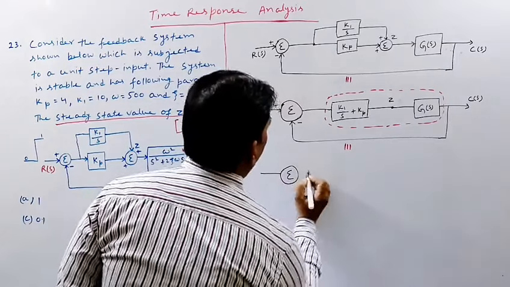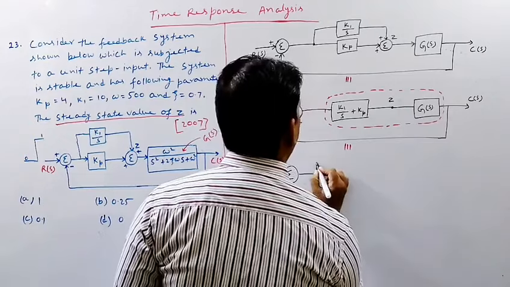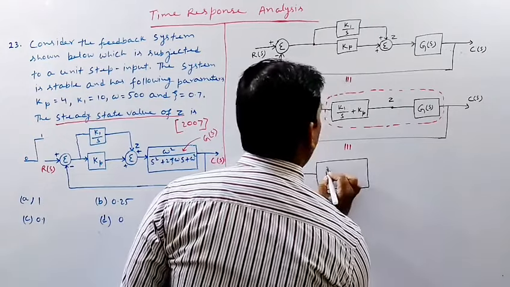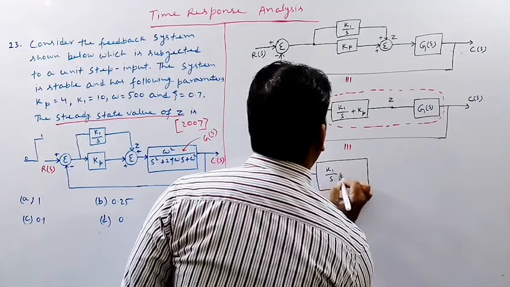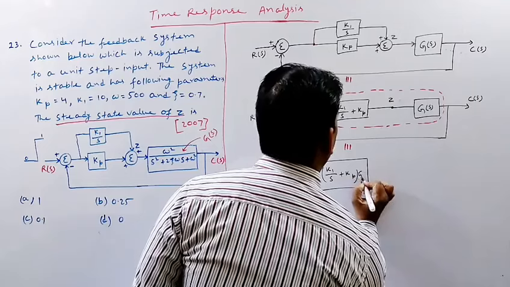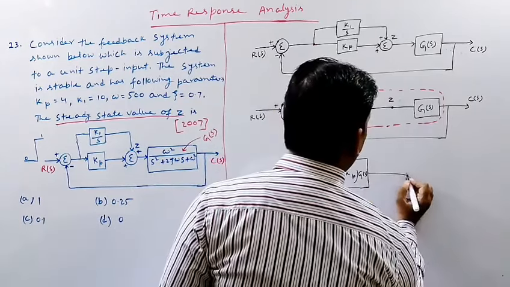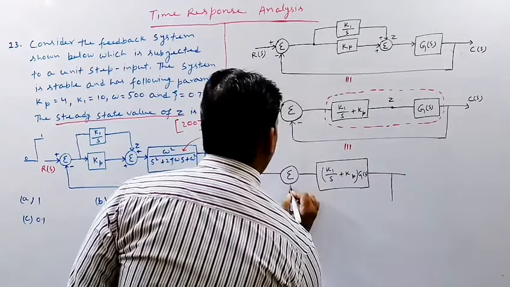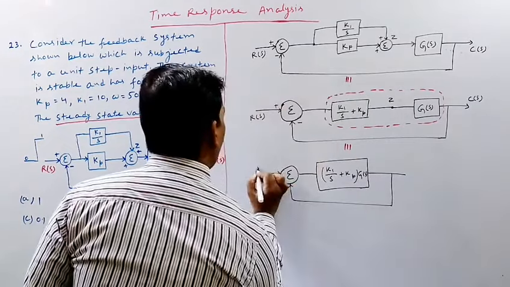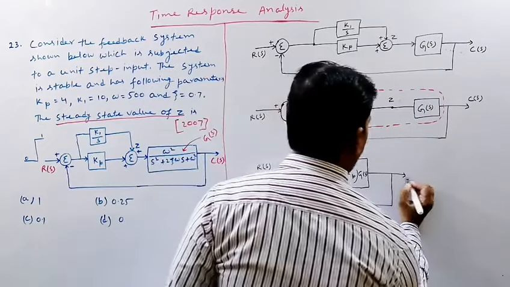This is sigma. Again this is K1/S plus Kp, multiplied by GS. So this will be the equivalent block. Now it is again negative feedback. So here it is RS, and this is minus, and this is plus, and this is CS.